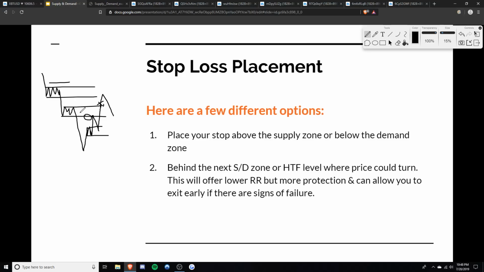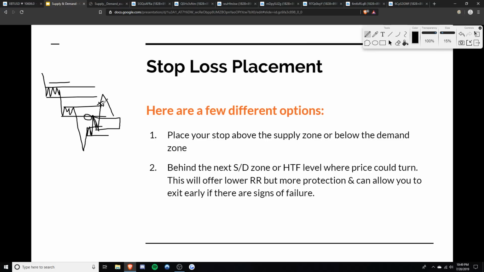It might flip, basically this would be a demand zone now. Sorry, this is really messy, but I hope you can understand what I'm trying to draw here. So this second option does give you the chance to exit early at a smaller loss and not take that full 1R loss. Those are just two options with their stop losses.